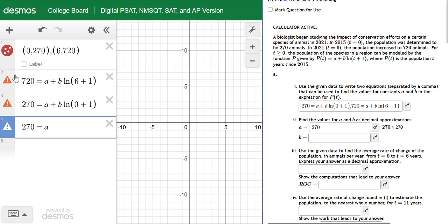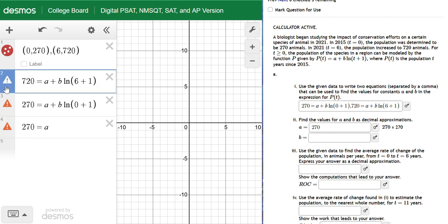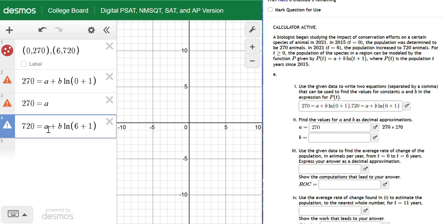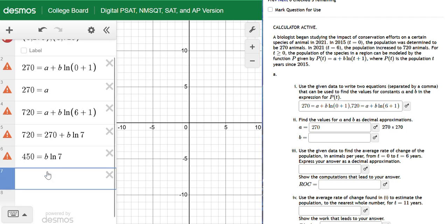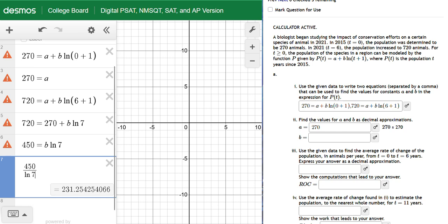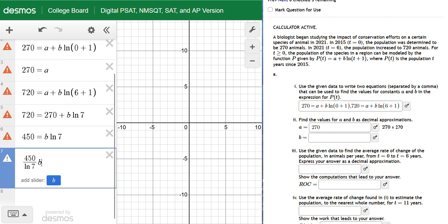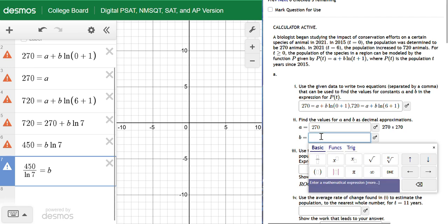Once we know that's the case, we can take this second equation here, so I'll move down again, and we can substitute in 270 for a. So looking at that equation, I get 720 is equal to 270 plus b times the ln of 6 plus 1, which is 7. And so if I continue to solve this equation, I subtract 270 from both sides. Subtracting 270 leaves me with 450 is equal to b times the ln of 7. And then I can divide both sides by the ln of 7, the natural log. So divide by ln 7, and that is my b value. And so there is my second solution.